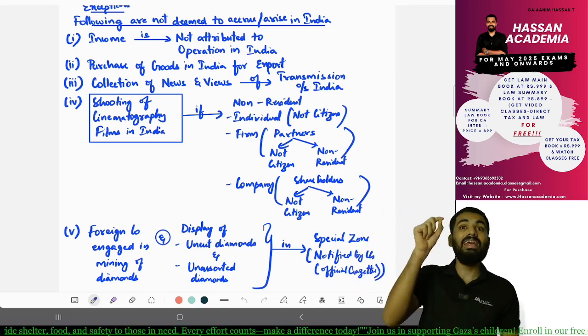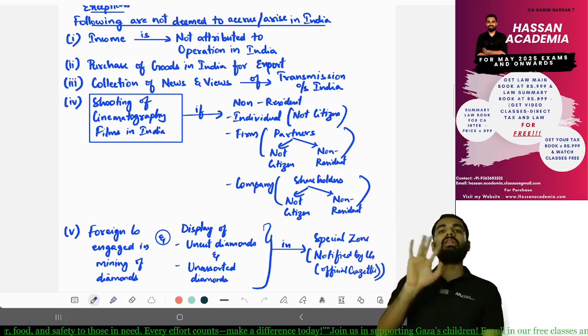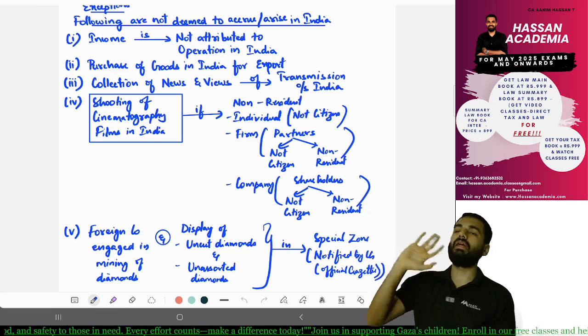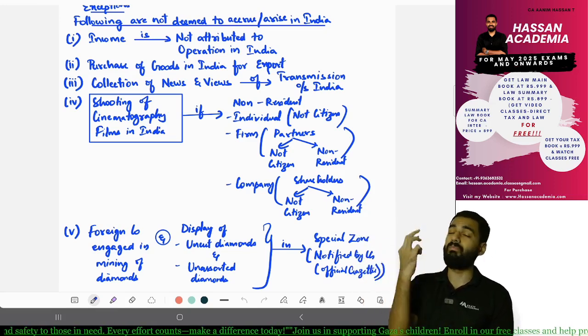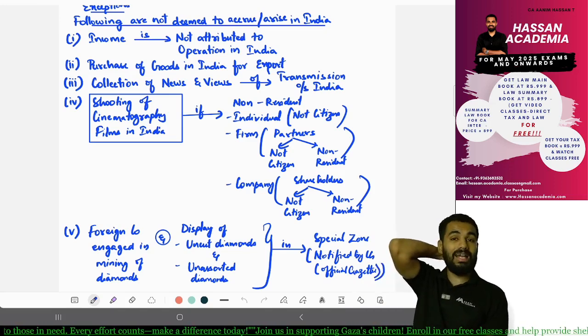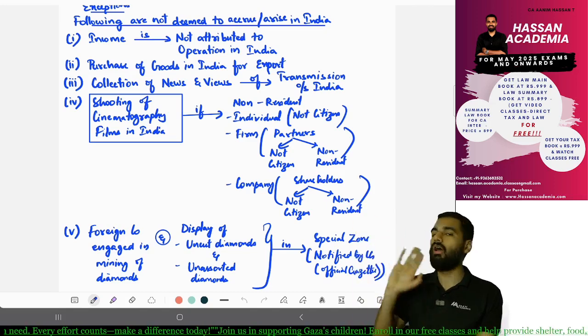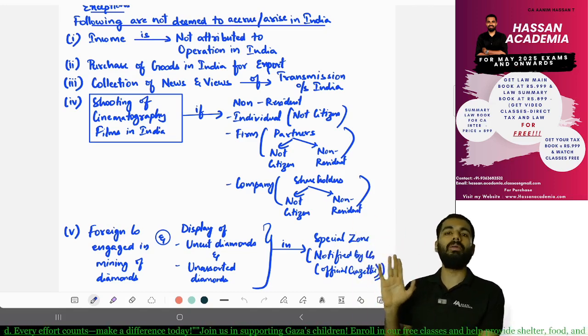Next, if the purchase is made in India and it got exported, so the sales you are getting, all will not be considered as Indian income. Third situation, if the news is collected in India and it is getting broadcasted or published outside India, that income will not be considered.